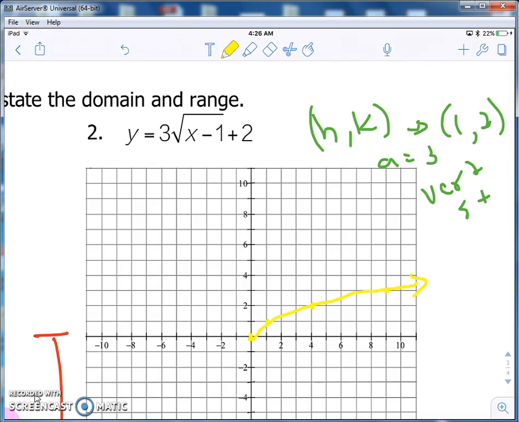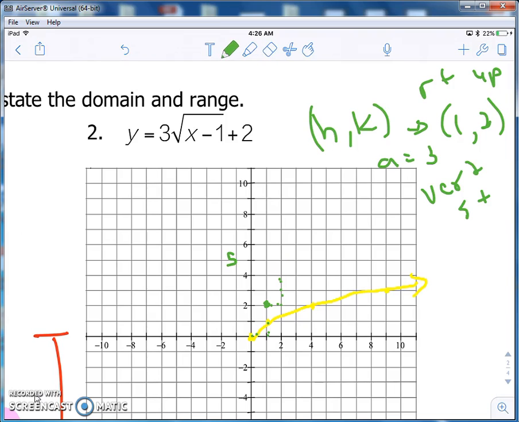Now if I shift by H and K, the 1 is a right shift and the 2 is an up shift. So I go right 1, up 2, and there's the new point where I start. And now there's a vertical stretch by a factor of 3. So where we'd normally go over 1, up 1, I'm going to go up 3 from that point. So 2 plus 3 is 5. That's how we ended up there at 5.